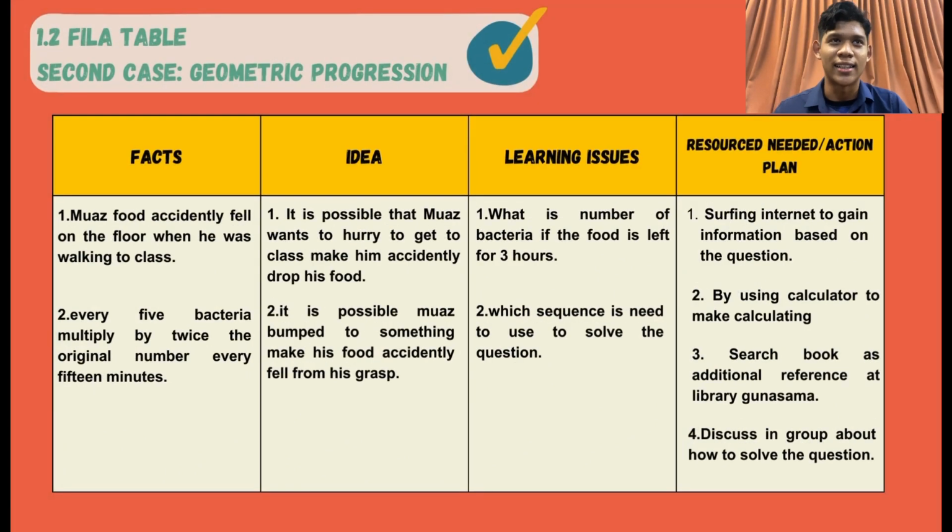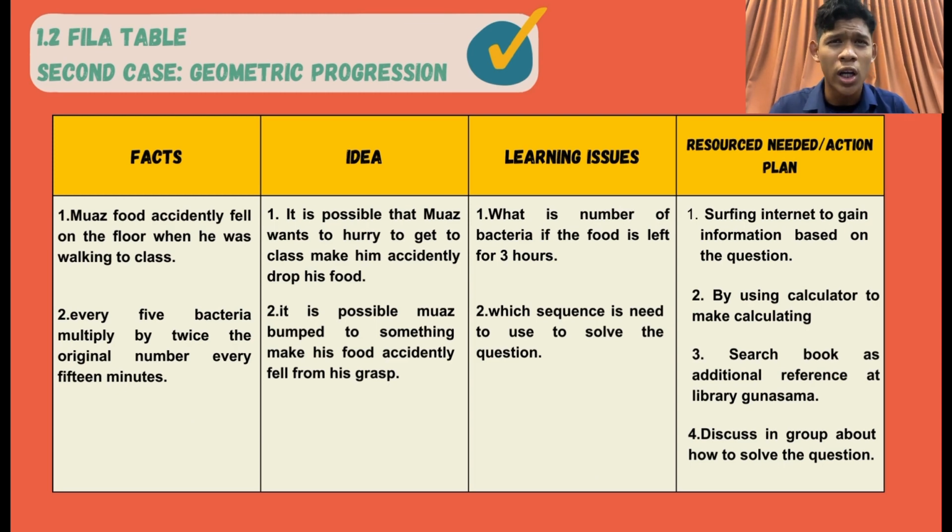We go to the second case, geometric progression. Facts: 1. Muaz's food accidentally fell on the floor when he was walking to class. 2. Every 5 bacteria multiply to twice the original number every 50 minutes. Ideas: 1. It is possible that Muaz wanted to hurry to get to class, making him accidentally drop his food. 2. It is possible Muaz bumped into something, making his food accidentally fall from his hands.